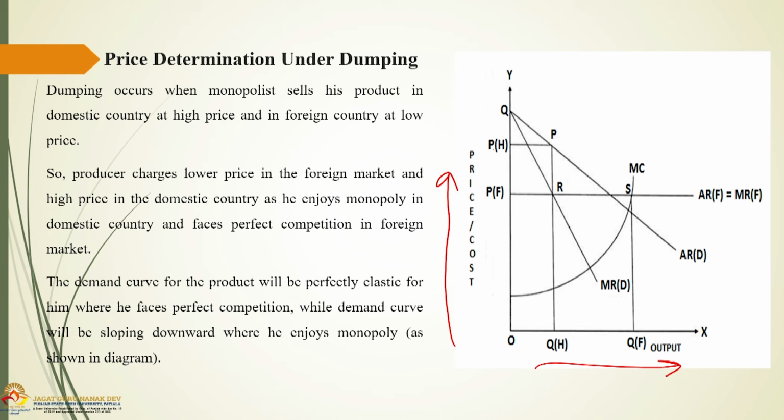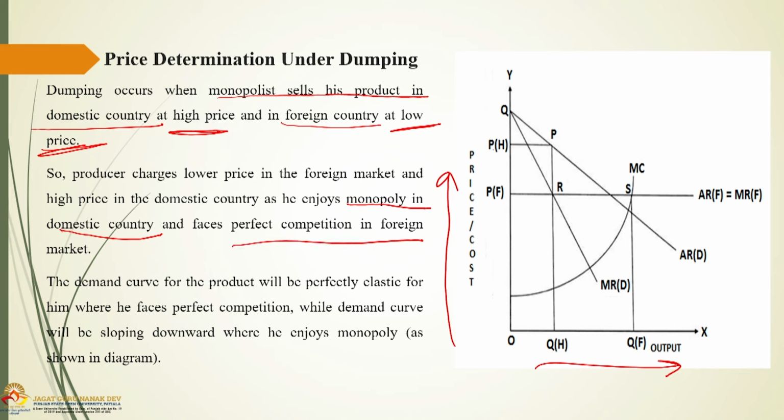Dumping occurs when the monopolist sells his product in the domestic country at higher prices and in the foreign country at low prices. So the producer charges a lower price in the foreign market and a higher price in the domestic market, as, as I told you earlier also, he enjoys monopoly in the domestic country and faces perfect competition in the foreign market. So the demand curve for the product will be perfectly elastic for him, where he faces perfect competition, that is AR is equal to MR, and the AR and MR curve is parallel to the OX axis. Here F means foreign market, where there is perfect competition. While the demand curve will be sloping downwards, there is AR and MR, average revenue and marginal revenue curve, as he enjoys monopoly in the domestic market.